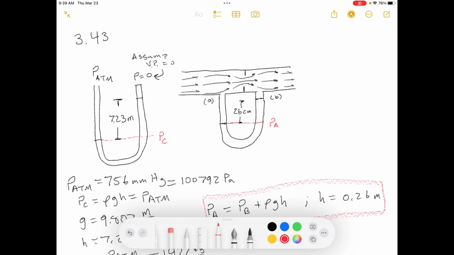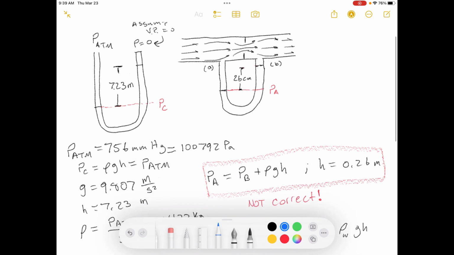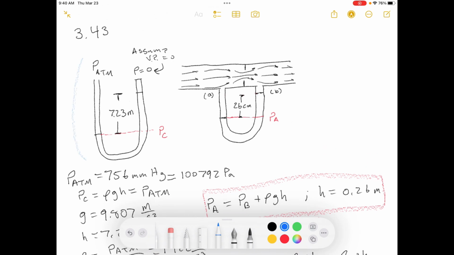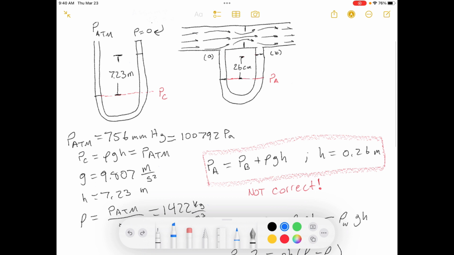Okay, so in part A, we're in the beginning part of this anyway. We have this set up here. And what we need to do is to calculate what the density of this manometer fluid is. We don't know what it is at this point. And so we're going to use this manometer to calculate what the density of our manometer fluid is, and then we're going to use that calculation in order to solve this problem, to figure out the pressure drop across the orifice there. Okay, so they gave to us that the atmospheric pressure was 756 millimeters of mercury.